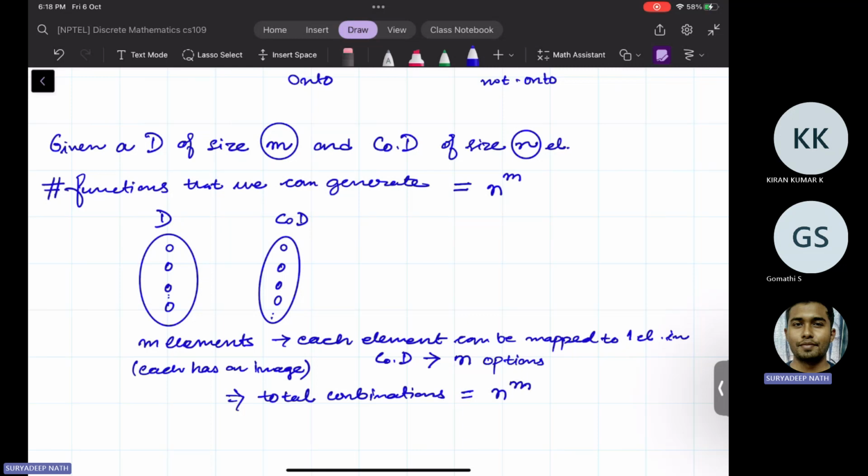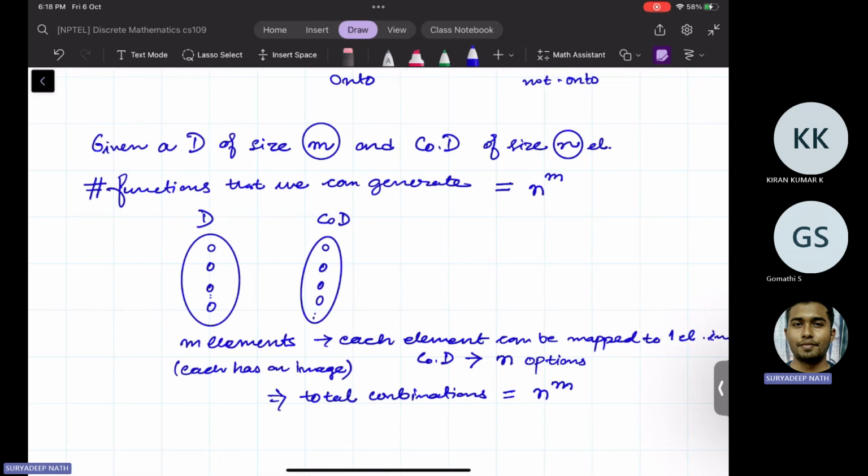This is like a coin toss experiment. If there are m people who toss a coin, for each person the total possible outcomes are 2, so for all m people it will be 2 to the power m. Similarly in this case, every element in the domain has n options, therefore the total combinations are n to the power m. This is how we can generate all possible functions.